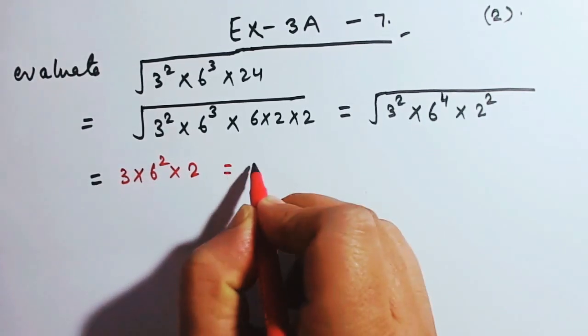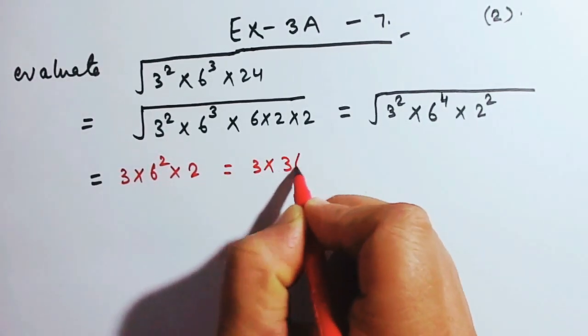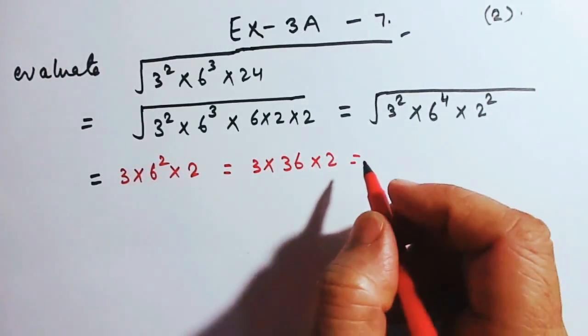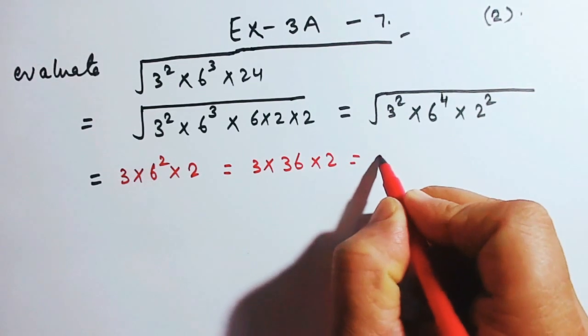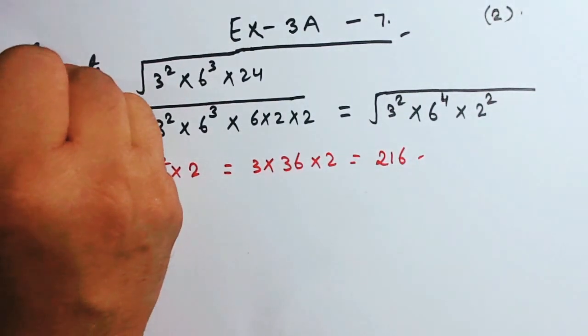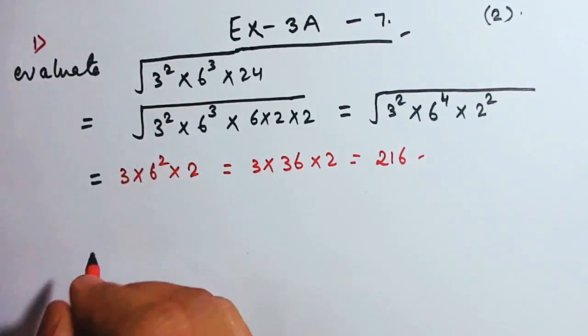Come on, let's multiply 3 into 36 into 2. So what are we going to get? 3 into 36 into 2, you will get 216. So this was our first part. Now let's come to the second one.